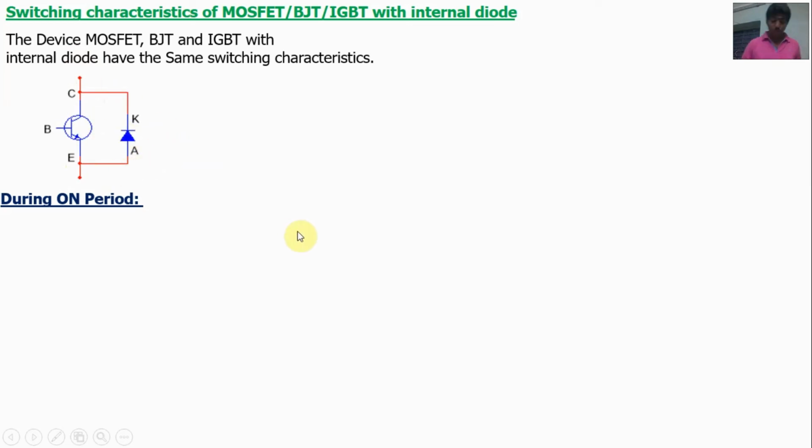Okay, so let us take first case. BJT is on, diode is off. What will happen? If BJT is on and diode is off, the current flows from collector to emitter.